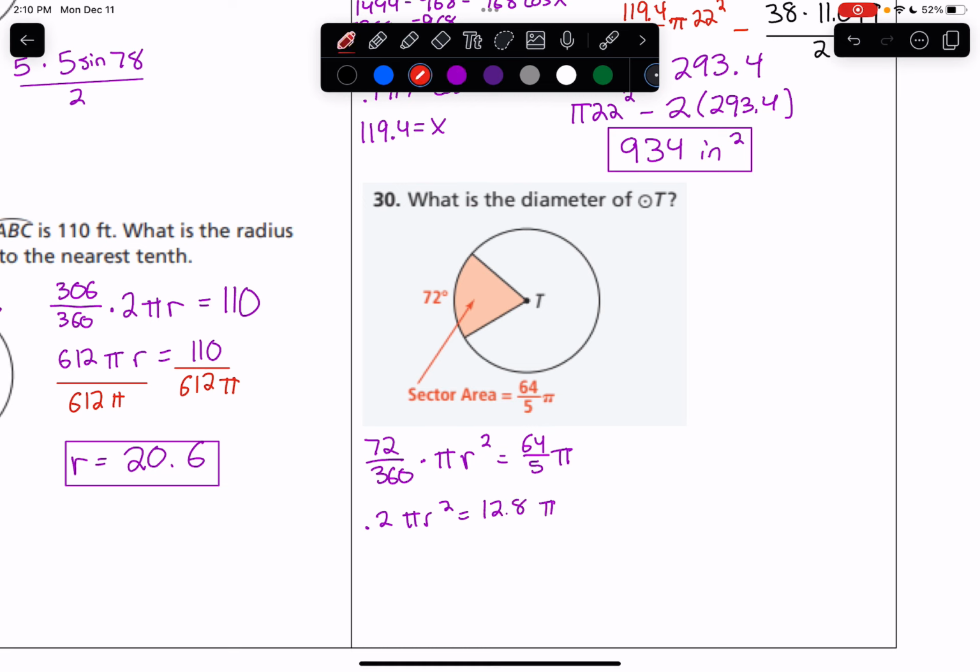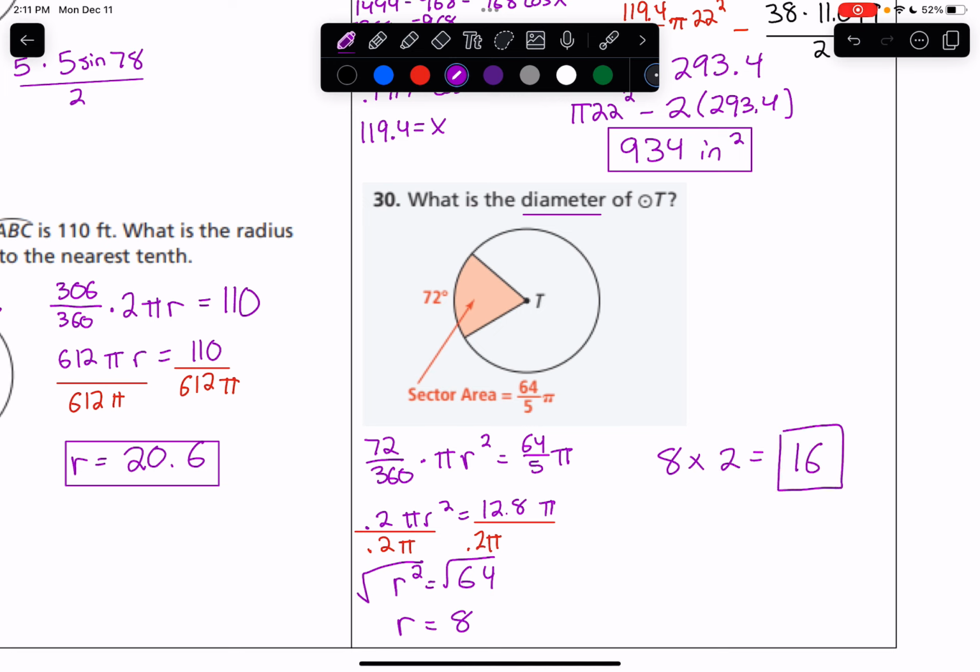Then I'm going to divide both sides by 0.2 pi so that I can get r squared on its own. That'll also get rid of my pi's. And so that is going to give me r squared on its own is equal to 64. Then when I take the square root of both sides, I get r is equal to, obviously, 8. But this question asks us the diameter of T, not the radius. So at the end, I have to multiply that by 2, and the diameter is 16 units.